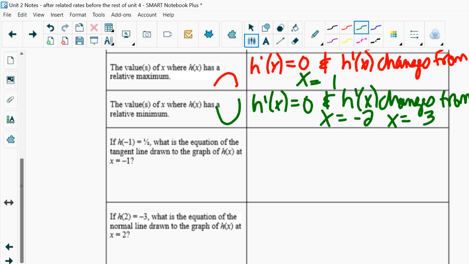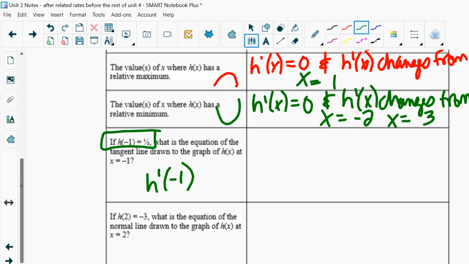It says if h of negative 1 equals 1/2, what is the equation of the tangent line drawn to h of x at that value x equals negative 1? What do I need to write a tangent line? A slope and a point. What did they give me in this problem? They gave me, is this the slope or is this the point? That's the point, right? It's not h prime. So they gave me the point, but I need to find what h prime of negative 1 is.